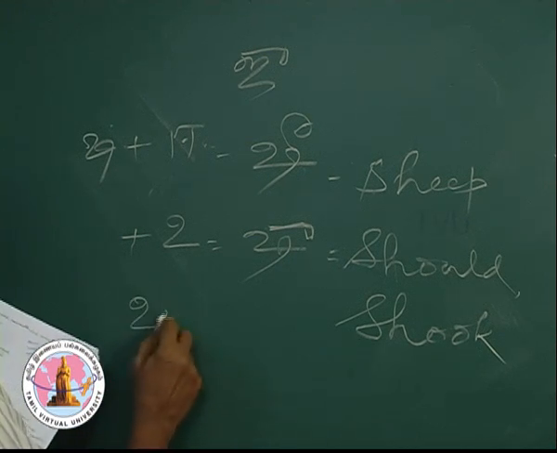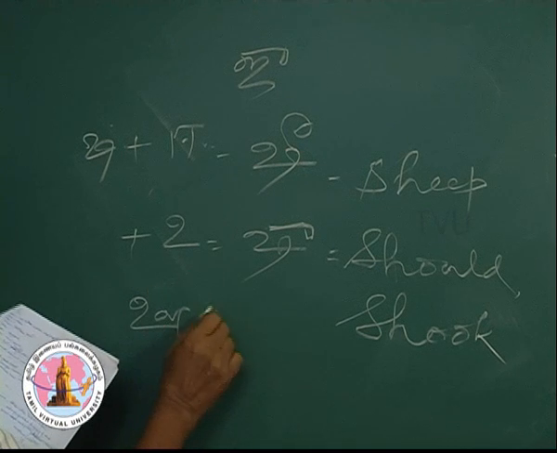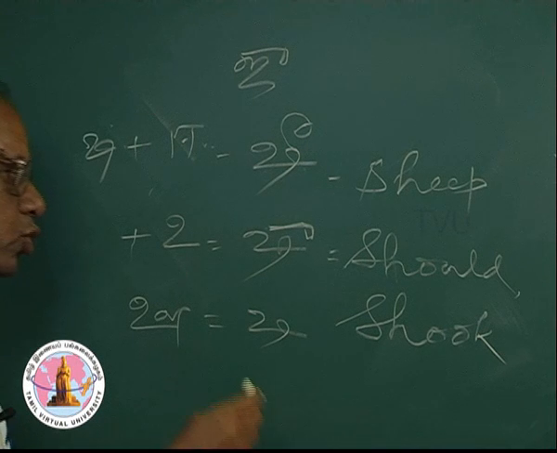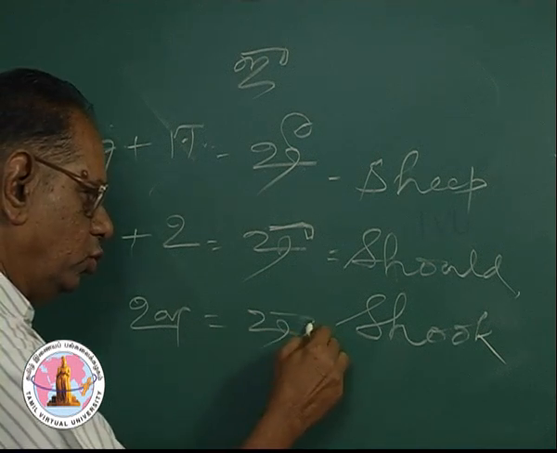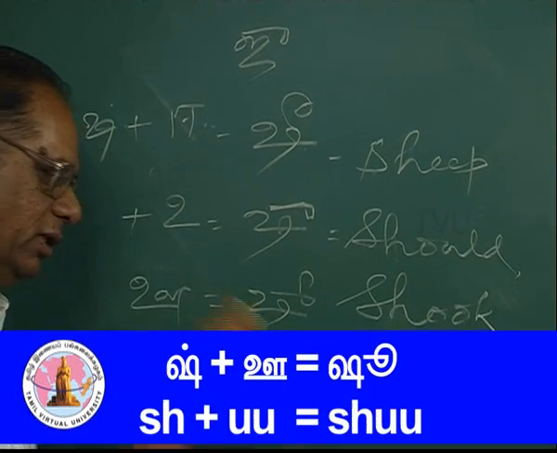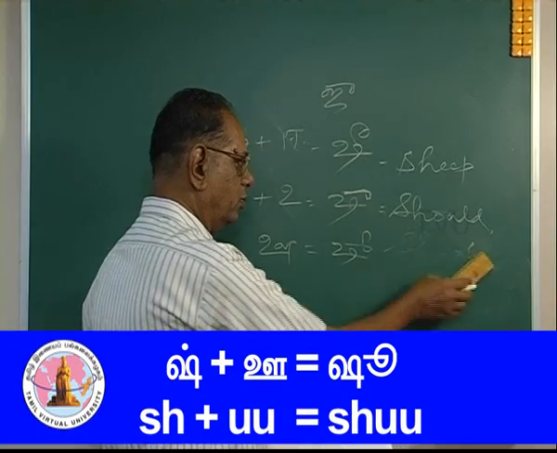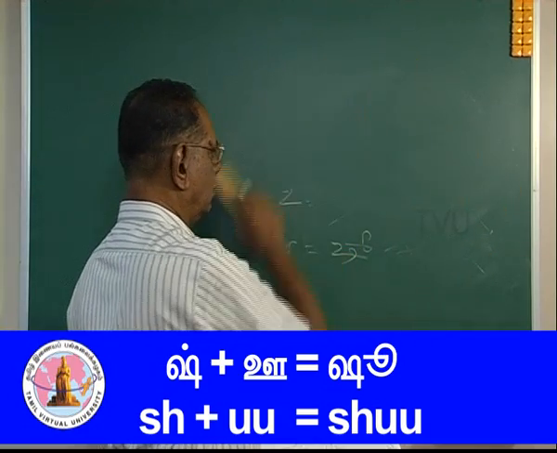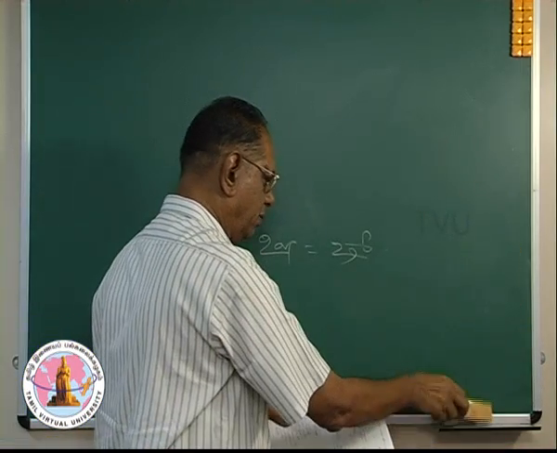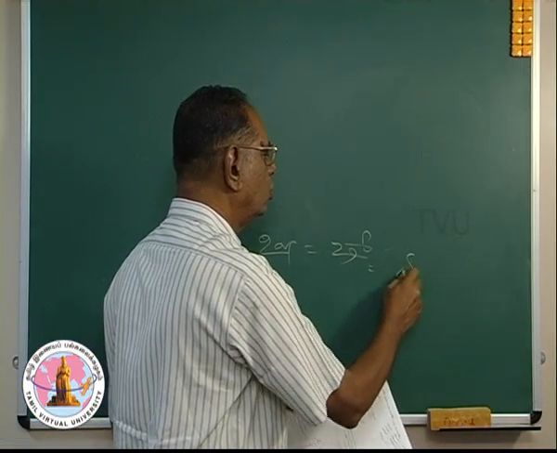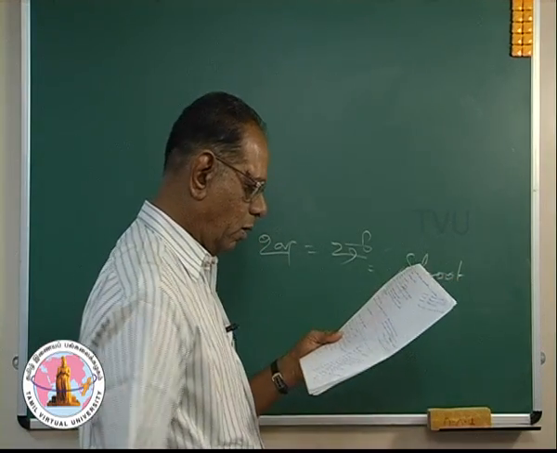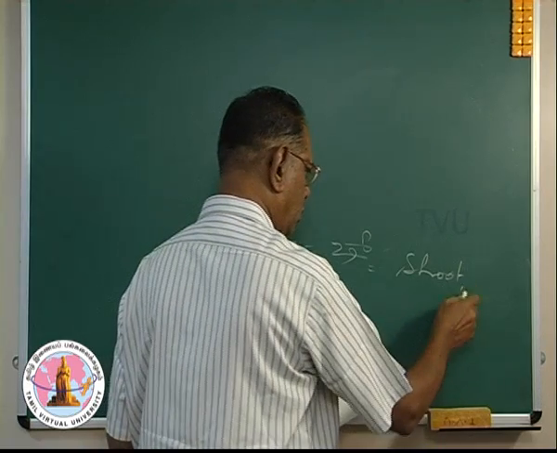Next comes long U. So the sound would be shoo. This is shoo and extend it above. Shoo, as we did in Ju. For shoo, the similar sound can be shoot or shoe.